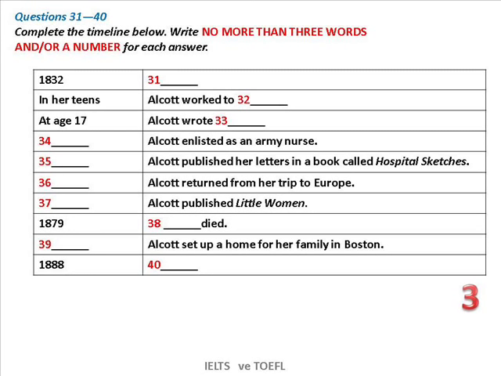Louisa Alcott had suffered poor health ever since she contracted typhoid fever while working as a war nurse. She died in March of 1888, at the age of 55. She was buried in Concord, Massachusetts.